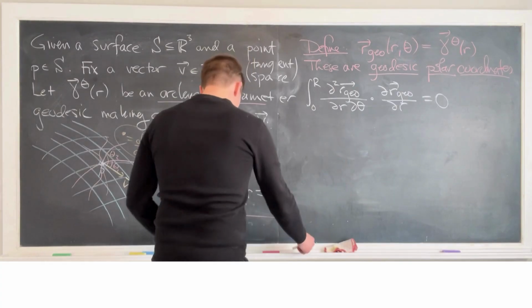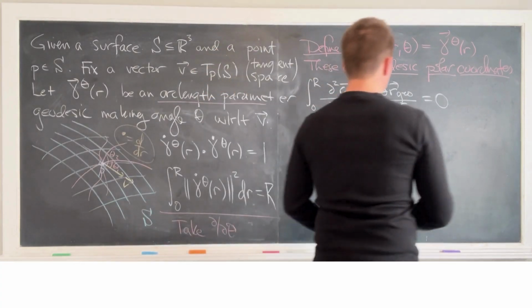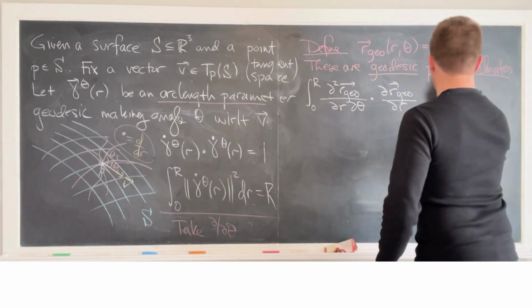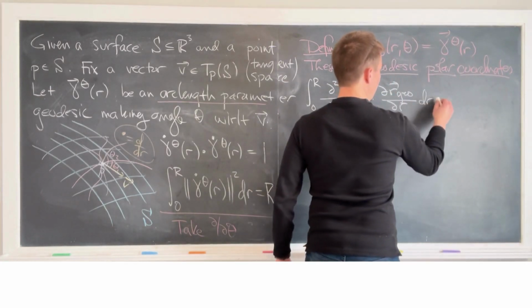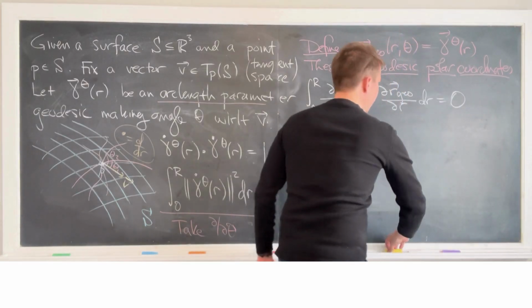And now I'm going to integrate this by parts. So we're going to integrate this relationship by parts. And this, of course, is a dr over here, right? So I have a dr is equal to 0. Integrate by parts.